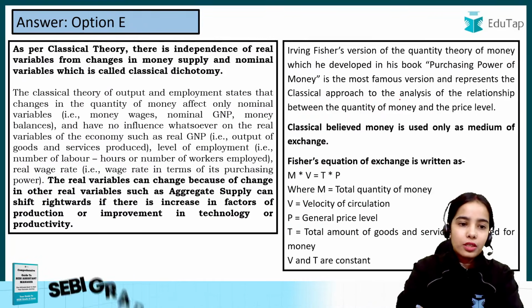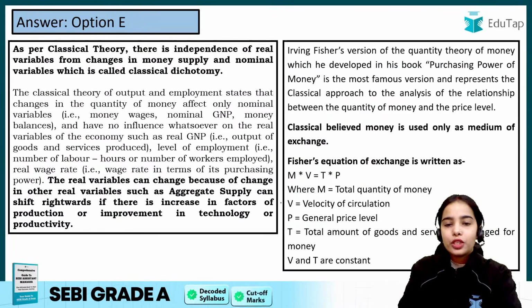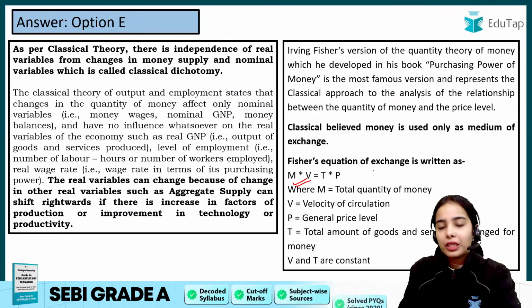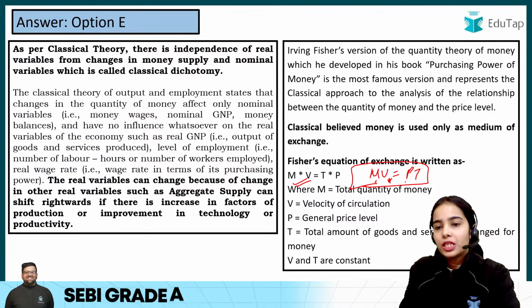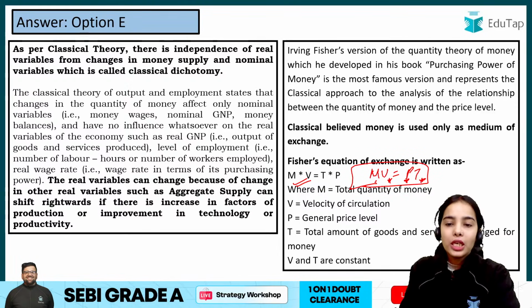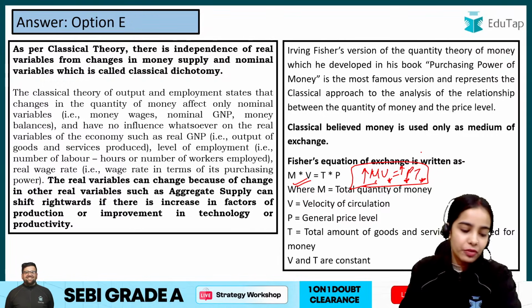Okay. Again, see the options very, very carefully. So MV is equal to TP or PT. MV is equal to PT is the equation. Money supply multiplied by velocity is equal to price level multiplied by transaction. So velocity and transaction cannot change. So if money supply is increasing, price level will increase.